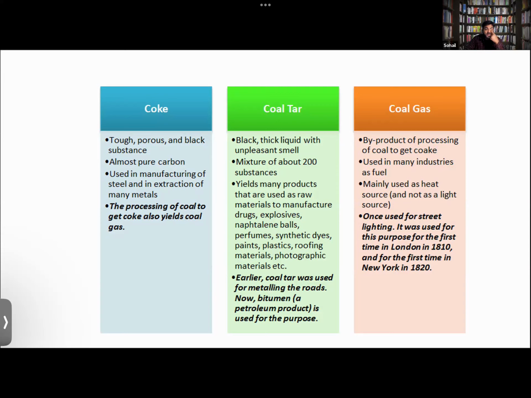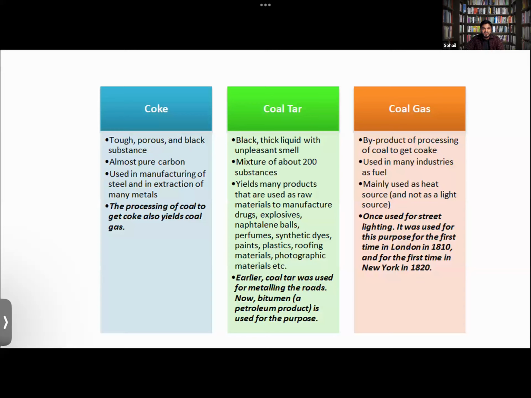But nowadays it is just used to get heat. It is no longer used as a source of light. Okay na? Then we had coal tar also. So coal tar is a black thick liquid which has got a very unpleasant smell.